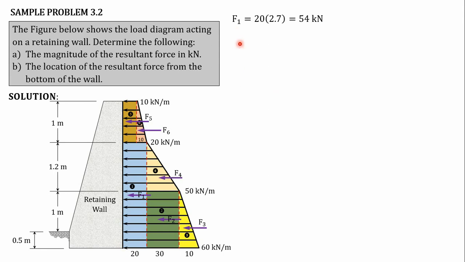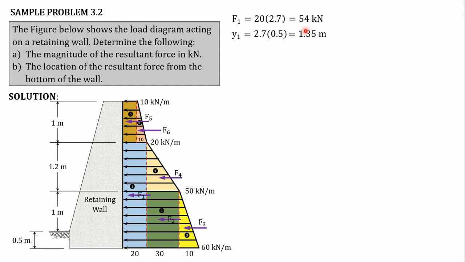So therefore, yung y sub 1 natin, class, is equal to 2.7, yung height na ito, class. At rectangular naman yan, nasa center yan, class. So, is equal to 2.7 times 0.5, and that is equivalent to 1.35 meter. So that is the force F1, at yung location ng F1 niya is 1.35 meter from the bottom.